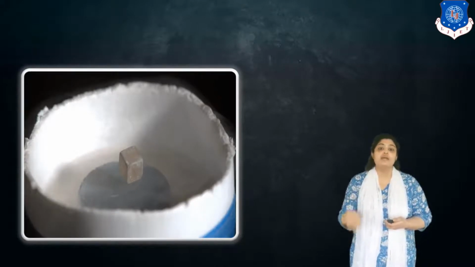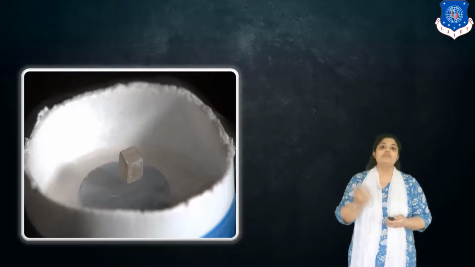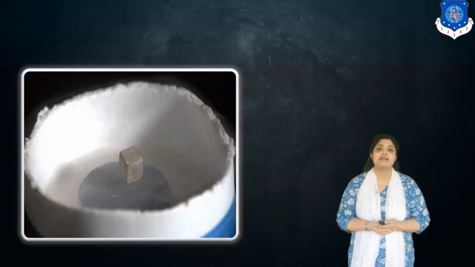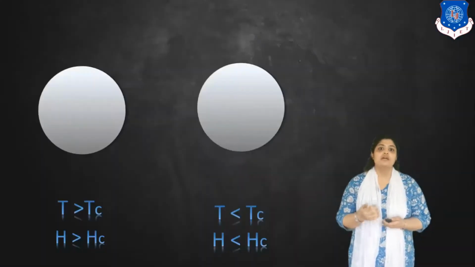Why is it floating? Because the superconductor opposed the magnet. So till it was not a superconductor, they both were in contact. And when it achieves superconductivity, it will repel the magnet, and that is the reason the magnet floats.